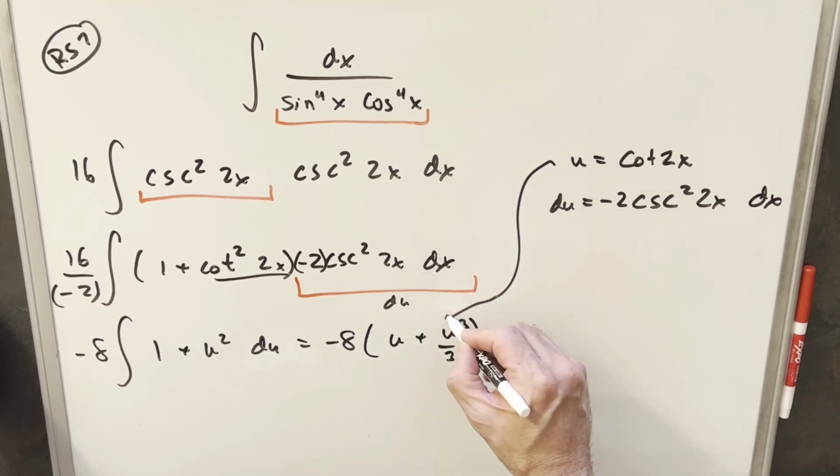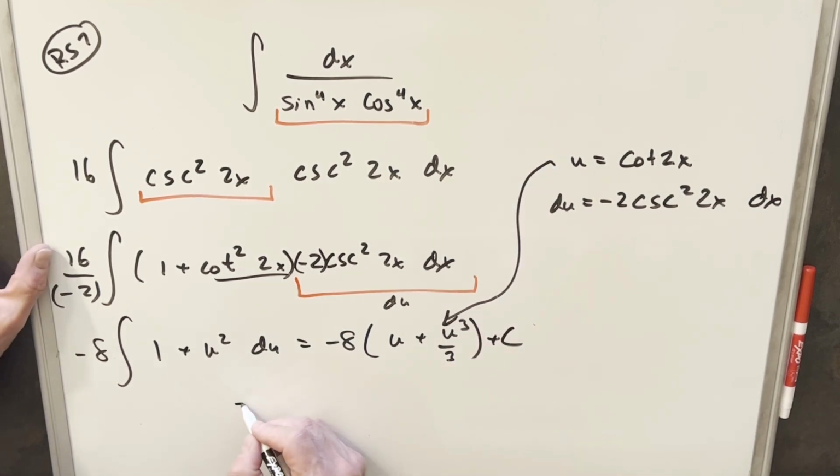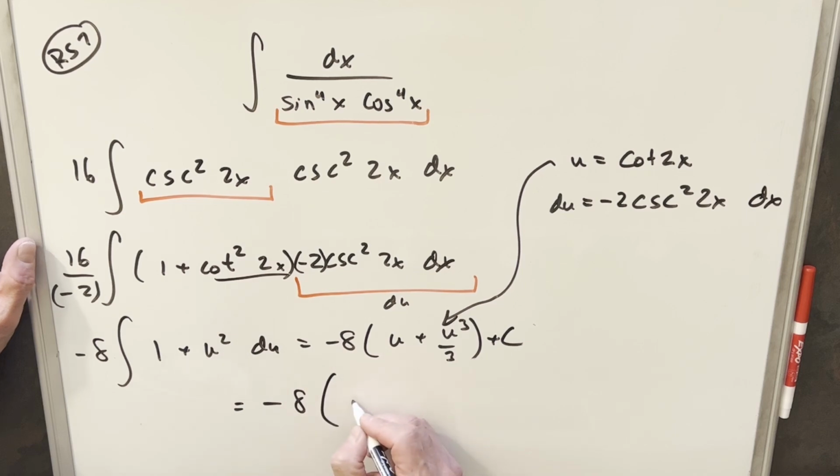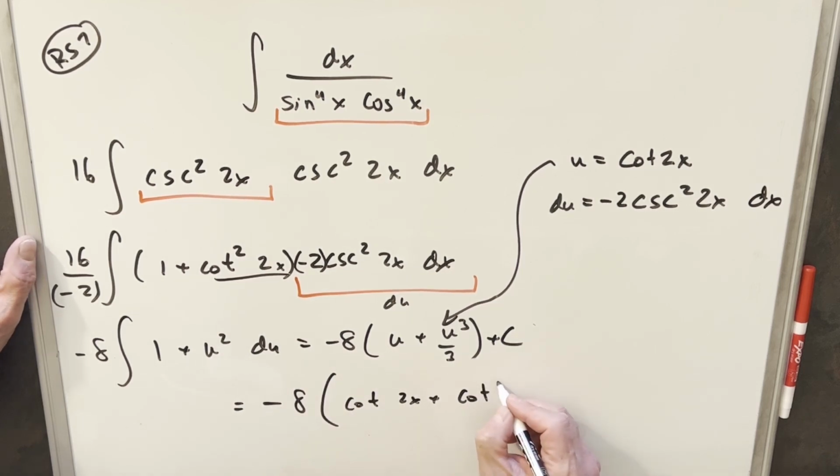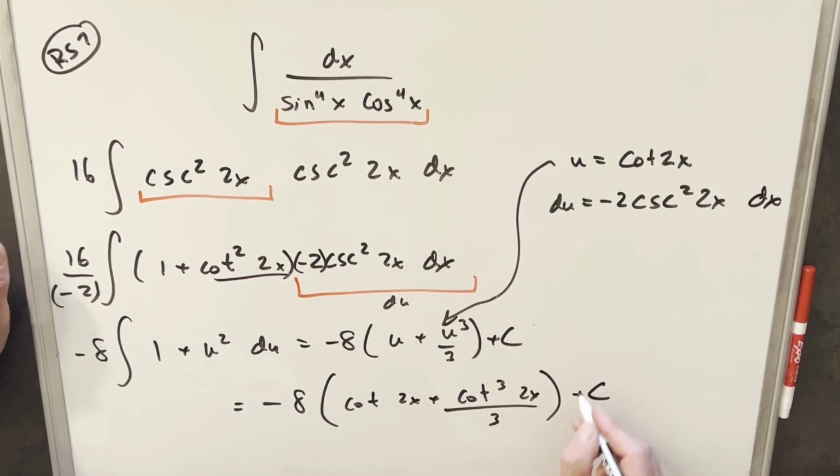So now we'll just back substitute to finish it off. For our final solution, we're going to have minus 8 times, u is cotangent 2x, plus cotangent cubed 2x over 3, plus c, and we're done.